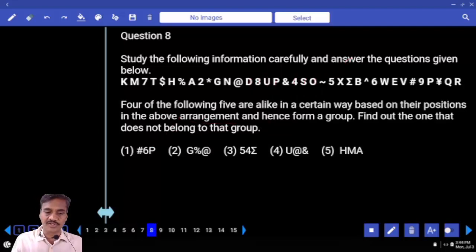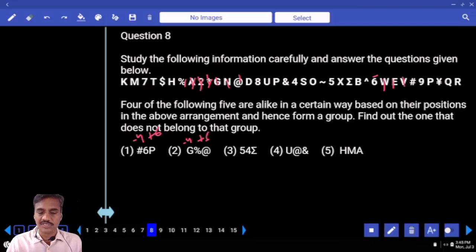And the 8th one, which out of the following means odd one out. Hash and 6, and P. Hash and 6: 1, 2, 3, 4, minus 4. And 6 and P: 1, 2, 3, 4, 5, 6, plus 6. Minus 4 plus 6 is the difference. Now G and percentage. Between G and percentage, 1, 2, 3, 4, minus 4, and percentage and at the rate of: 1, 2, 3, 4, 5, 6, plus. Again the difference between the elements is 4 and 6.